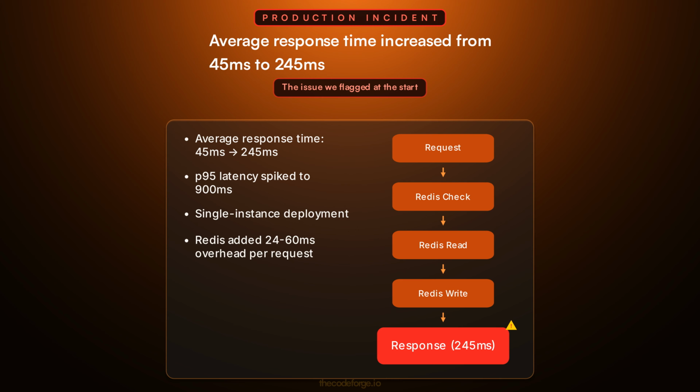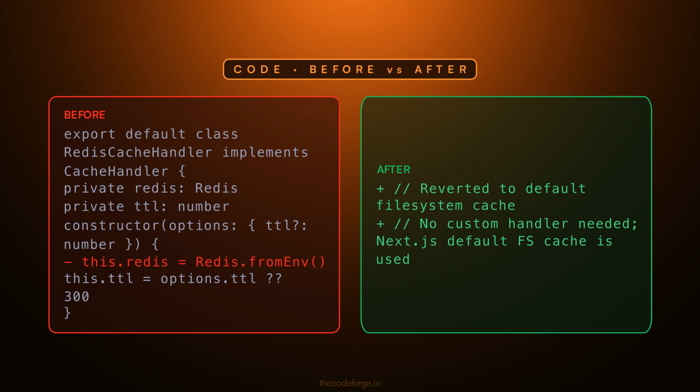The total overhead was 24-60 ms minimum, and under load, Redis CPU hit 70%, pushing P99 latency to 45 ms per operation. The custom Redis cache handler added 200 ms per request due to network round trips, while the default file system cache was 100x faster for single-instance deployments.